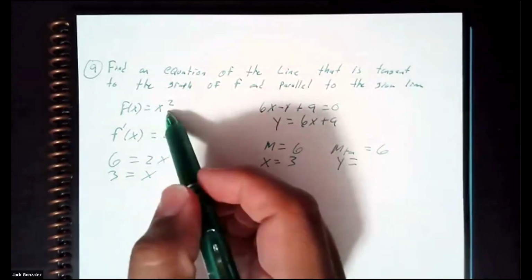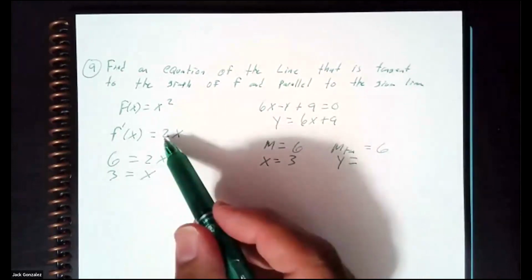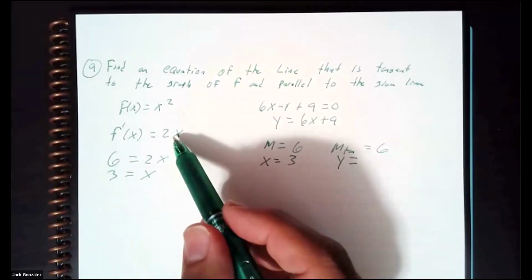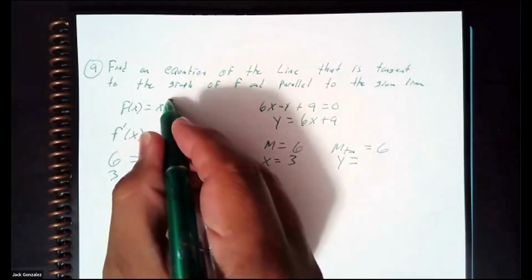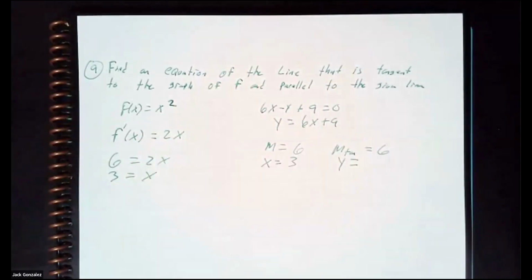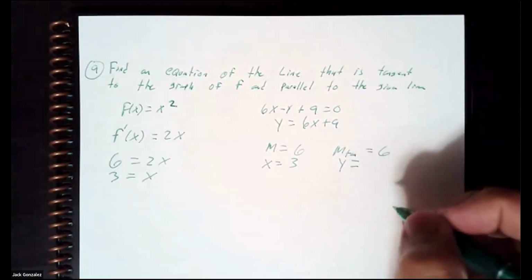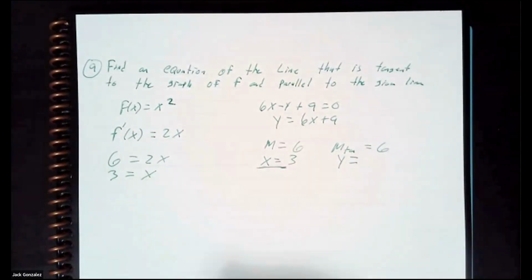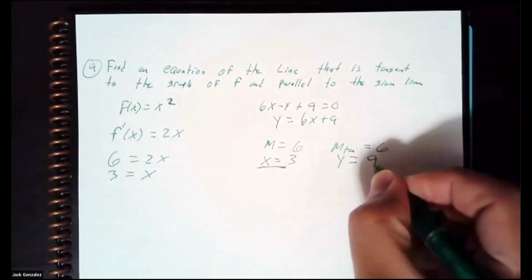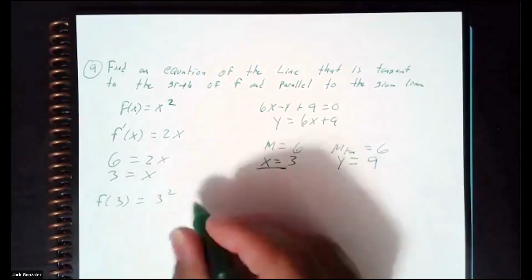Right, the original gives you points, right? The derivative gives you slopes. So do we put 3 in the first function, f of x equals x squared? No, we use this one. It gives me a 9. So f of 3 is equal to 3 squared, which gives me 9.